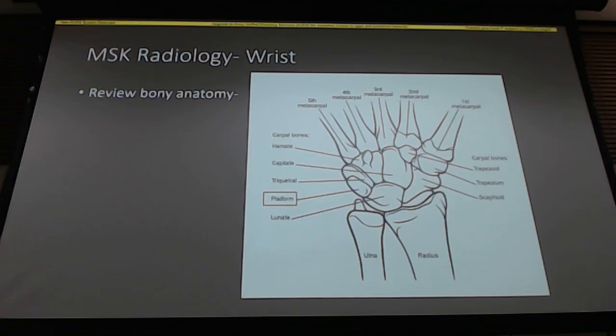Wrist. So long to the pinky, here comes the thumb. That's one way of remembering it. What am I talking about? We have these bones here: scaphoid, lunate, triquetrum, pisiform, trapezium, trapezoid. No one's going to join in? Capitate, hamate. All right, good.